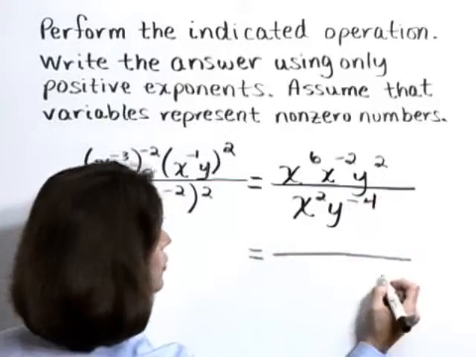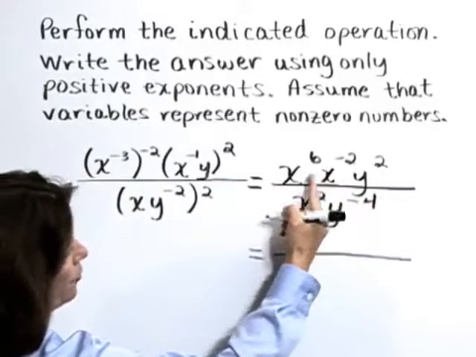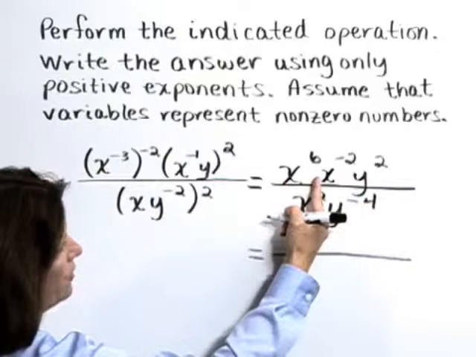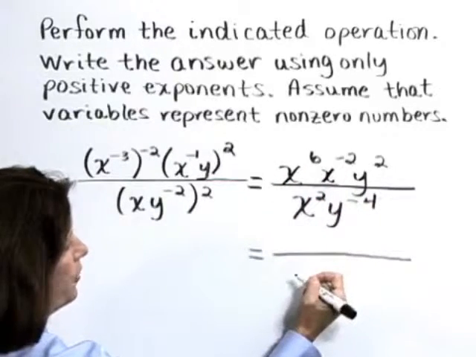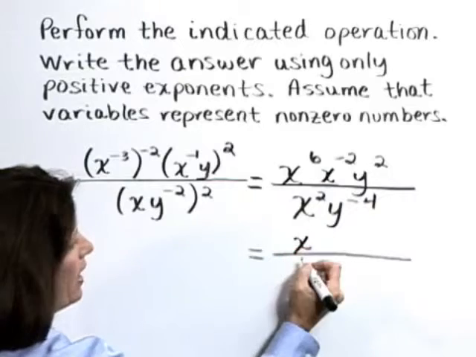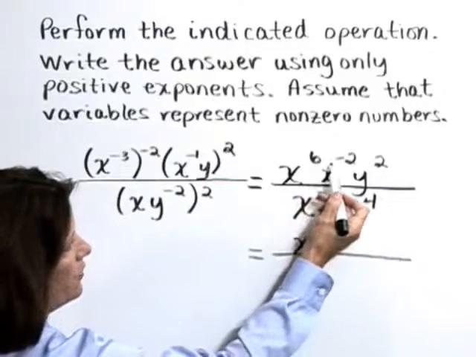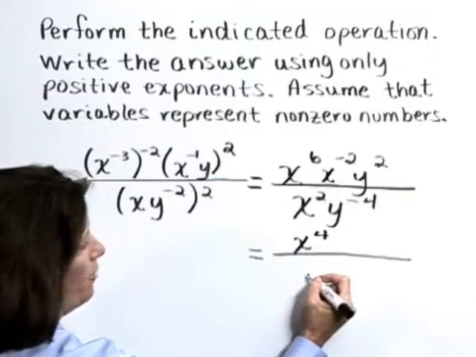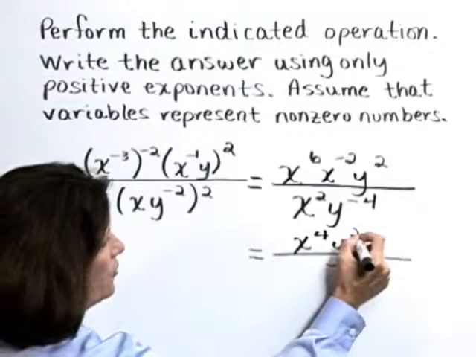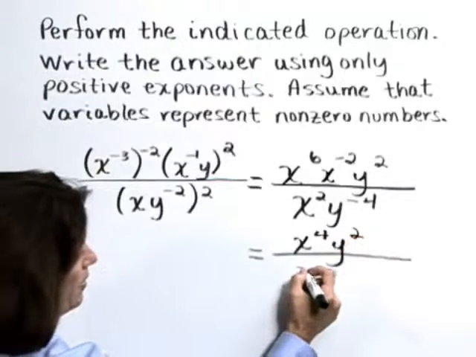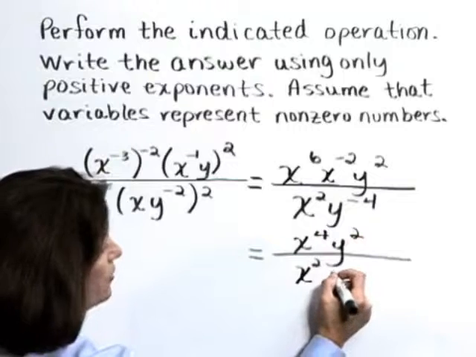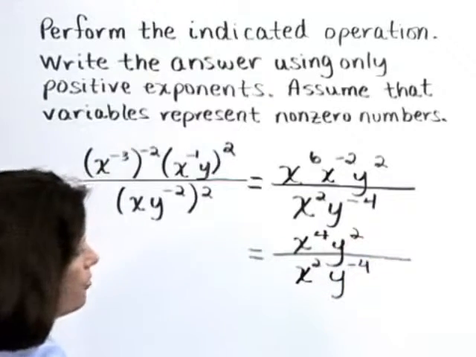Continuing to simplify in the numerator using our product rule, when we multiply like bases, these x's will add those exponents. So in the numerator we've got x to the 6 plus a negative 2 is the fourth power times y squared. In the denominator, let's just leave that as x squared times y to the negative fourth.